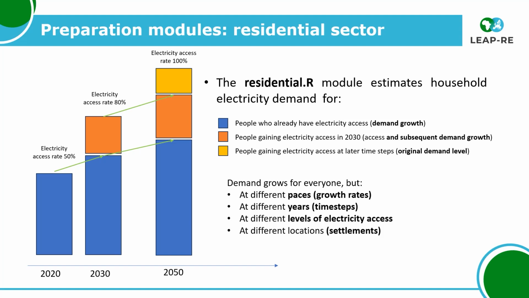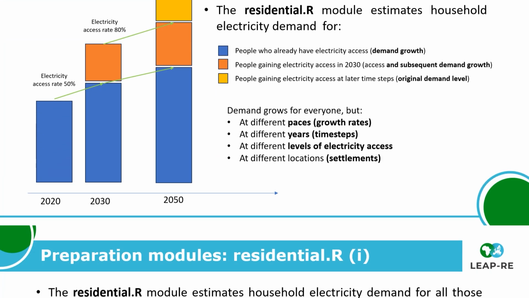So basically, this dynamic process is considered and modeled in the residential module, and it's dependent on the currently estimated and calibrated electricity demand and electricity access rate, and how the different policy targets and endogenous socioeconomic drivers are driving the evolution over time of electricity demand and electricity access.